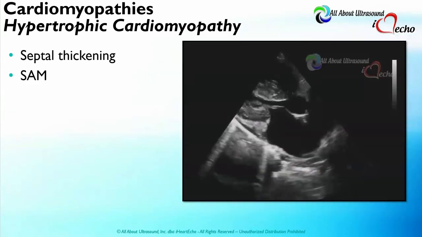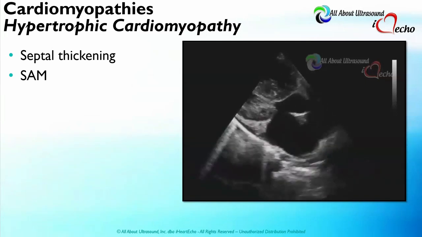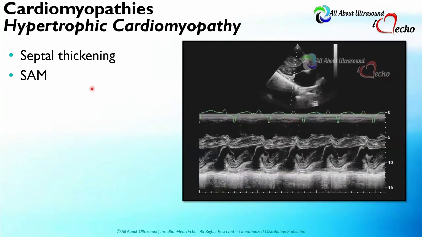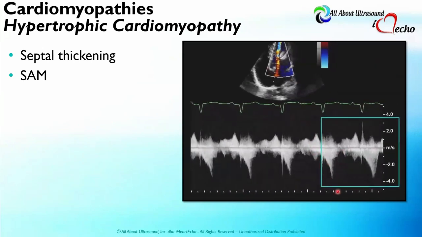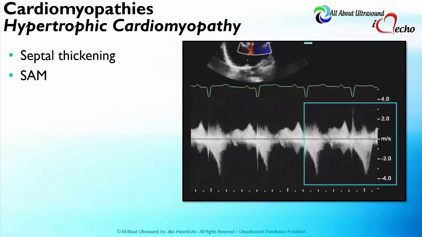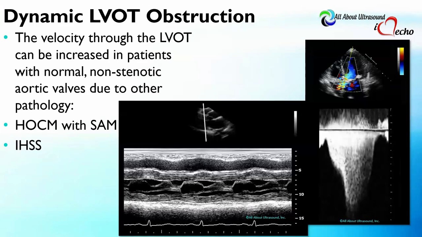So we talked a little bit about SAM, systolic anterior motion of the mitral valve, right? When we have hypertrophic cardiomyopathy, we see that septal thickening, and we get that SAM going on. We have this dynamic waveform that is late peaking, right? And that's an indicator that there is a hypertrophic cardiomyopathy happening. So it's a dynamic LVOT obstruction, right? We know that. We talked about this before.